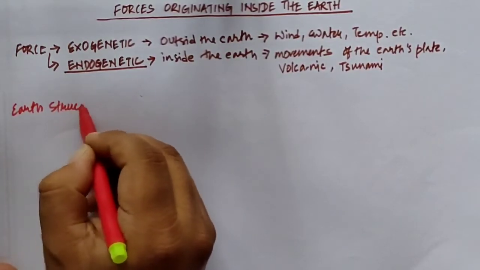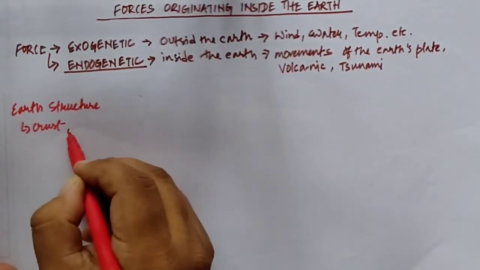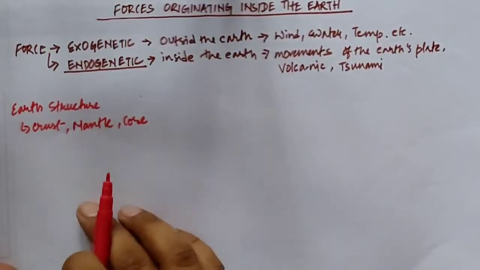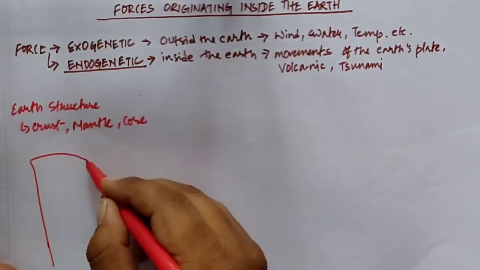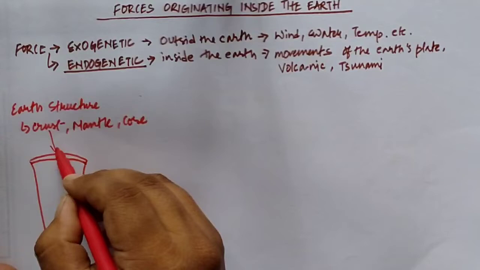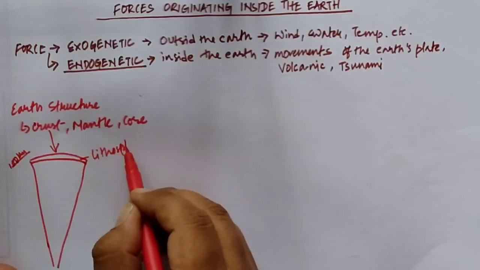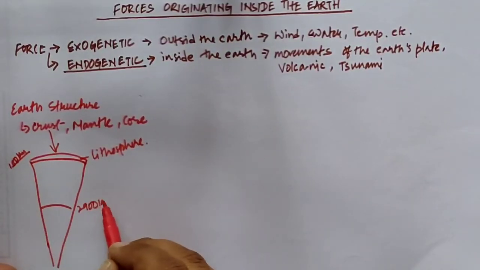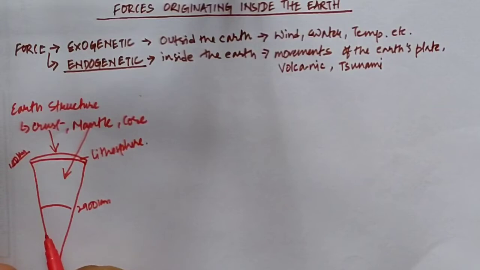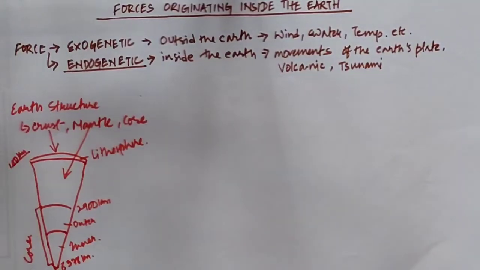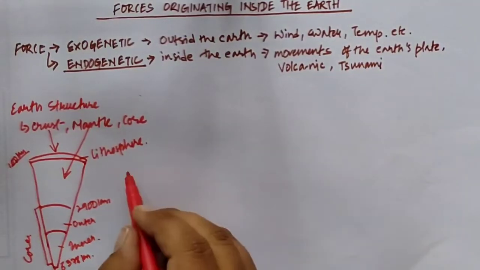Before we move on to the topic, let us have a short recapitulation of the previous video. We have learned about the earth's structure, which is divided into three layers: crust, mantle and core. The outer layer of the earth, the very thin layer, is known as crust, up to a depth of 100 kilometers, and it is also known as lithosphere. Up to a depth of 2900 kilometers is another layer, that is mantle. And from 2900 kilometers to the center of the earth, 6378 kilometers, is considered as core, which is divided into two parts: outer core and inner core.